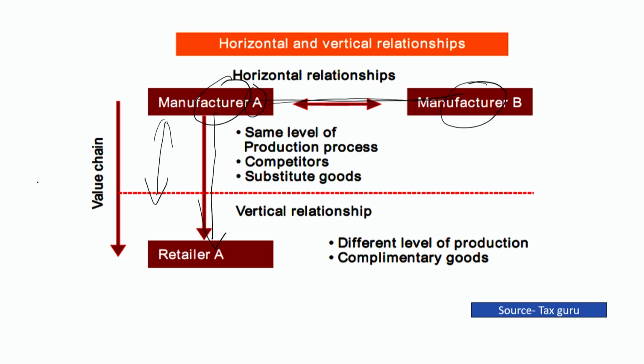Meaning thereby there are two types of agreement, horizontal agreement and vertical agreement. Horizontal agreement takes place at the same level between two or more supply chains, but if it takes place in the same chain at different levels, it is a vertical agreement, and if it takes place between different chains but at the same level, that is a horizontal relationship.